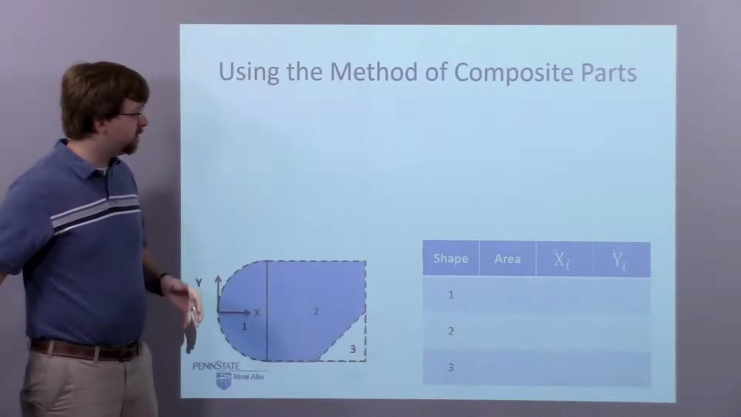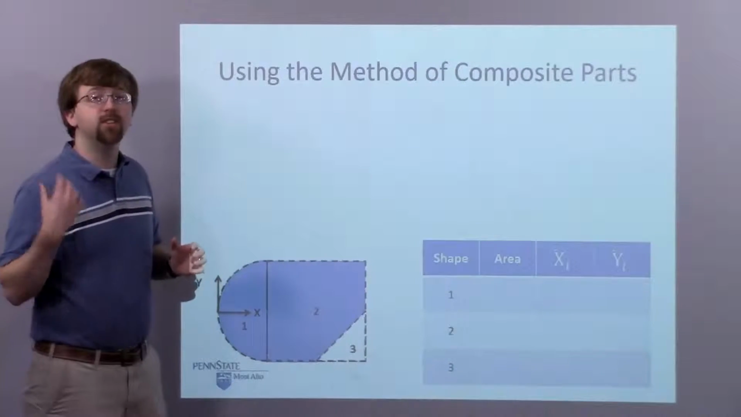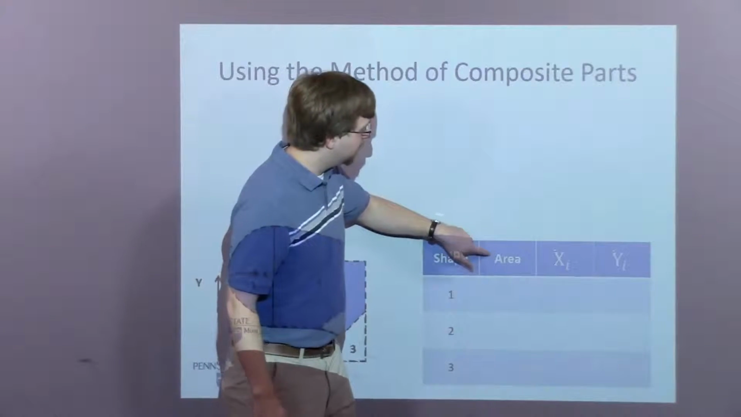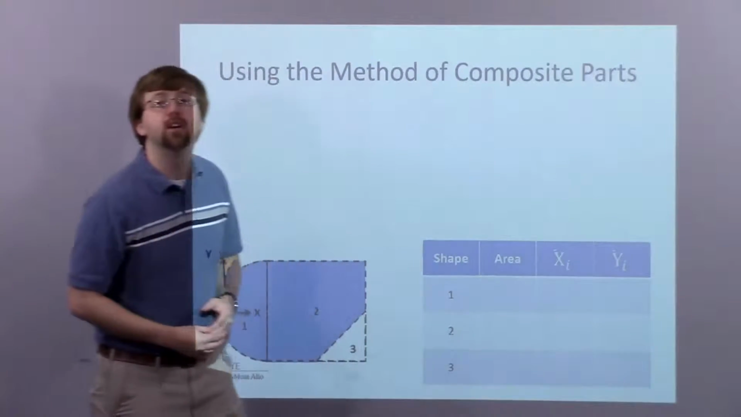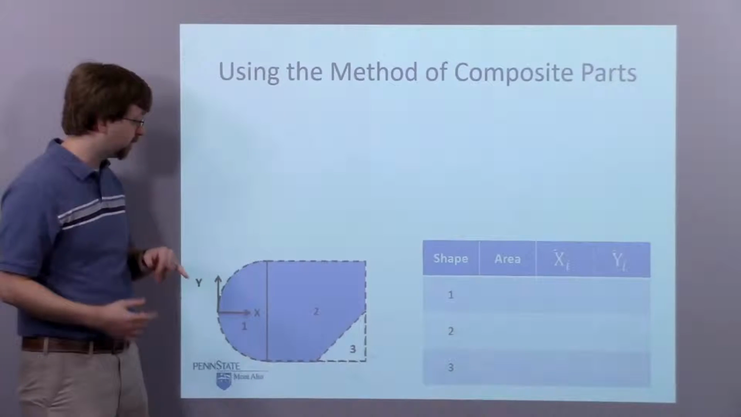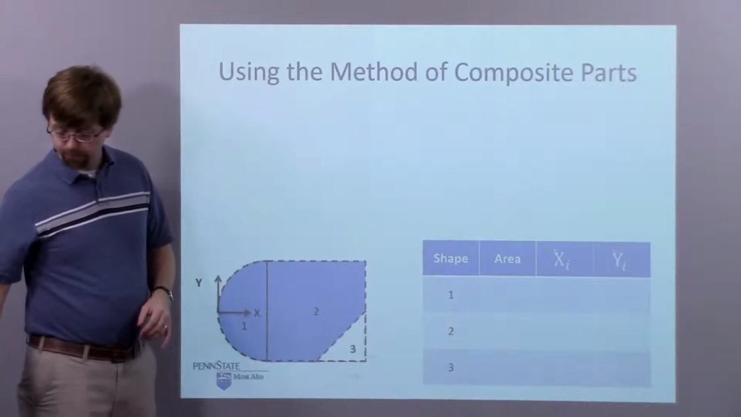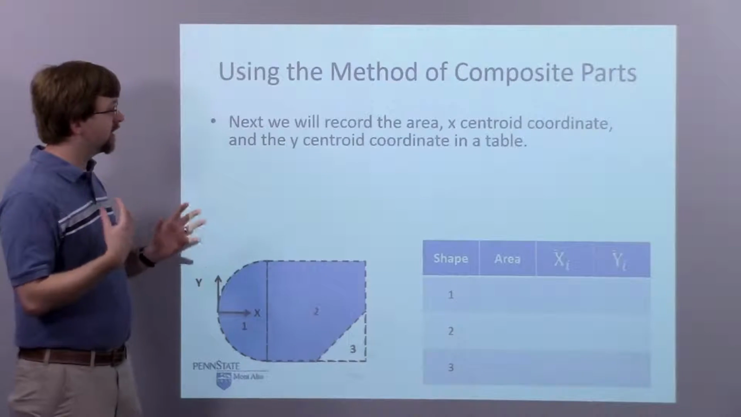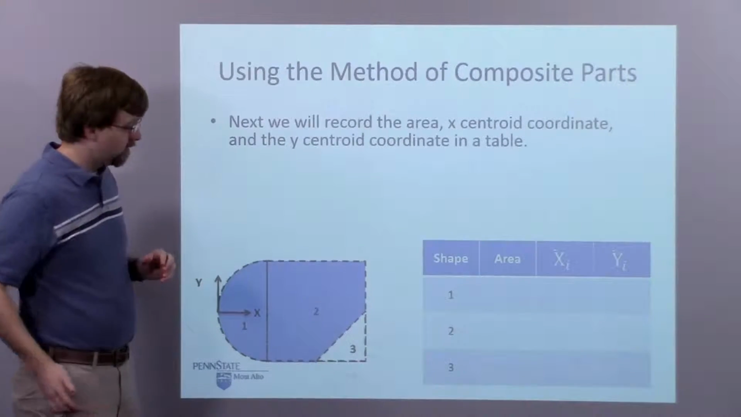I'm going to throw these into a table. So for the 2D centroid location, I want to look up the area and the x and the y coordinates of those centroids for each of these individual shapes. Alright, so we want to record these all in a table to keep track of them.